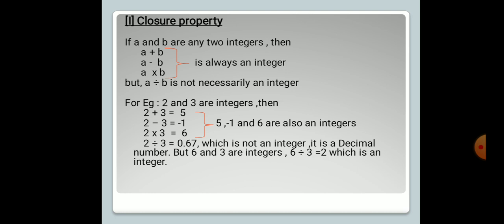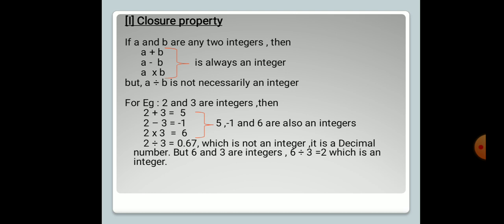So, when we multiply two integers, add two integers or subtract two integers, the answer we get is also an integer. But in the case of division, 2 divided by 3 is 0.67. It is not an integer, it is a decimal number. But we can take another two integers, 6 and 3. 6 divided by 3, we get 2. But 2 is an integer. So, in the case of division, there is a chance of getting an integer and of not getting an integer.